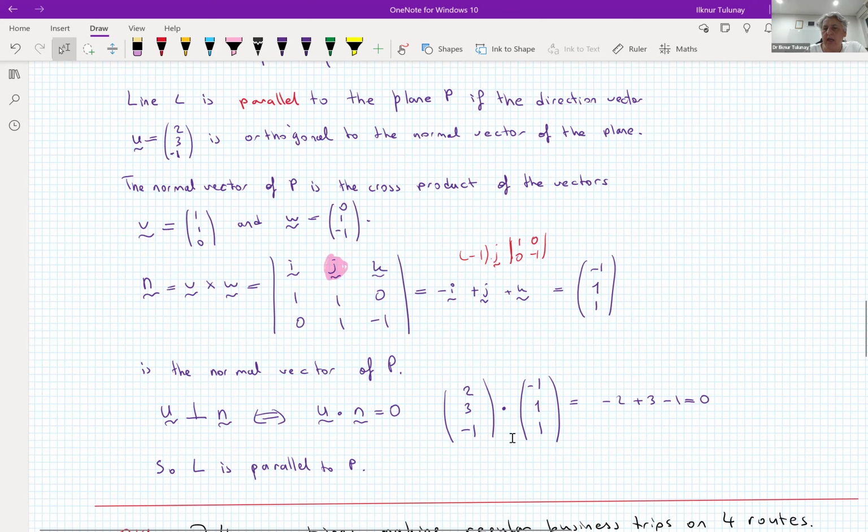So if you do the dot product of these two vectors, you have 2 minus 2, then 3 times 1 is plus 3, so we have minus 3 plus 3, which is 0. That means the vector u, which is the directional vector of the line, and this vector n, which is the normal vector of P, are perpendicular. That implies that the line L is parallel to the plane P. That's all for this question. Thank you very much.